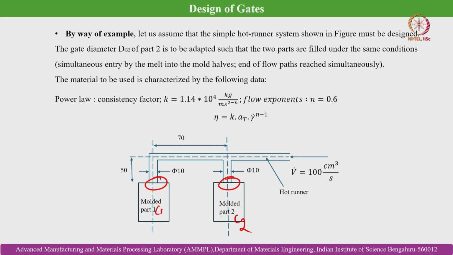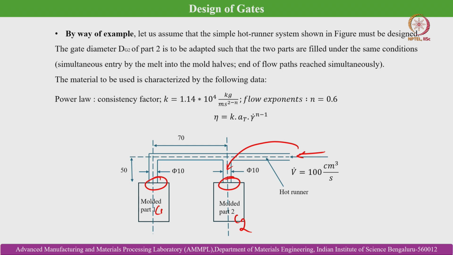Here the gate diameter DG2 of part 2 is to be adapted such that the two parts are filled under the same conditions, that means simultaneous entry by the melt into the mold halves, end of flow paths reached simultaneously. You can understand from here, because this is the flow direction, there will always be a tendency of the flowing melt, either it is polymer or metal ceramic, metal polymer or ceramic polymer mixture in case of MIM or CIM, whatever the case may be, to enter the first component earlier and then the second component.